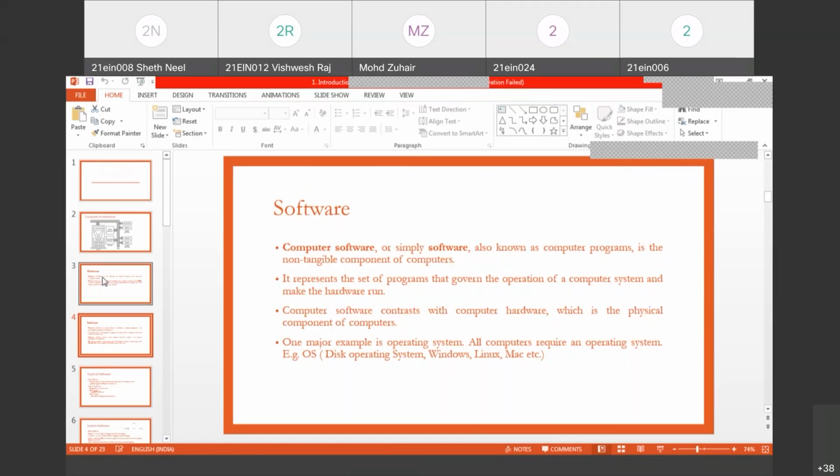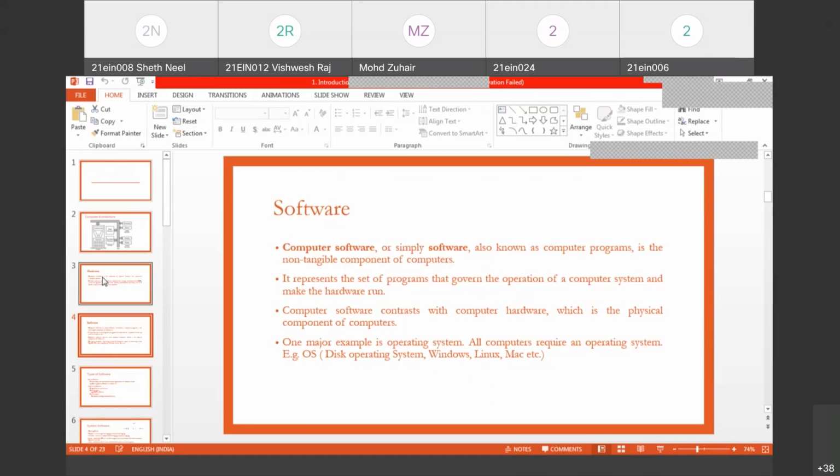Basically, tangible means if you can feel something. For example, you can feel that a building has three stories by looking at it. A three-story building is tangible; you can touch it, you can feel it. But software is non-tangible. You cannot feel it, and you cannot see it.